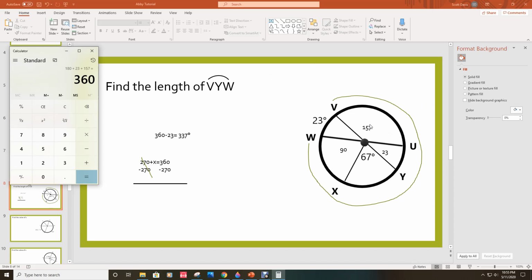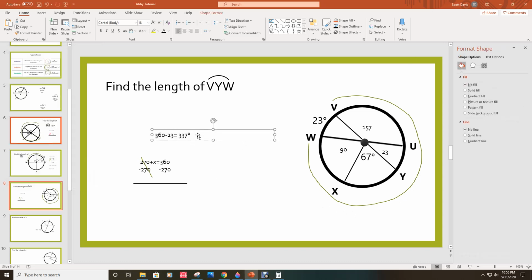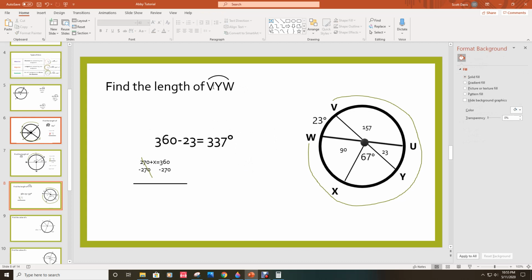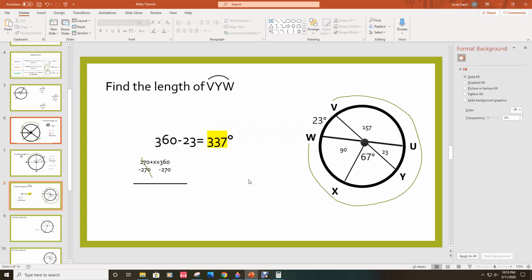So I know that my answer is correct for my arc length of VYW. V, and I went all the way around to W, so it was a major arc. And my answer, let me make it bigger because I did all this other stuff. My answer is 337 degrees. The length of VYW is 337 degrees. Okay? So that's how we're going to find that one.